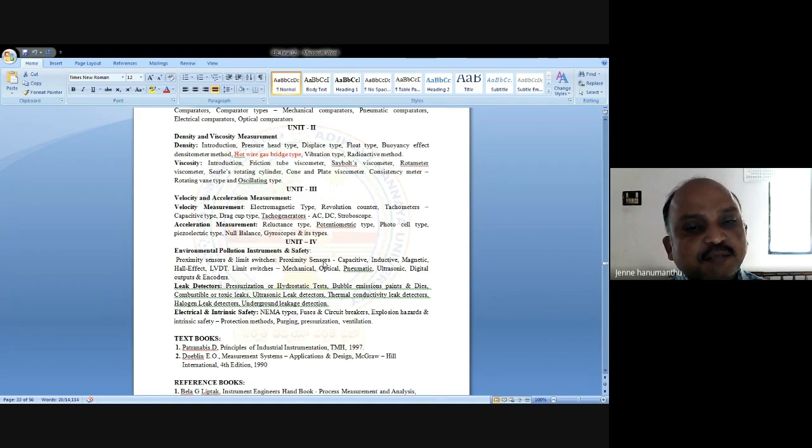The next concept in this chapter 4 is leak detectors. We will see this one now. And the next concept is electrical and intrinsic safety. So what is the meaning of electrical and intrinsic safety?